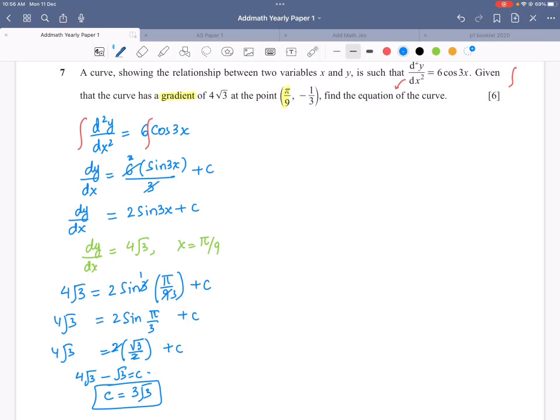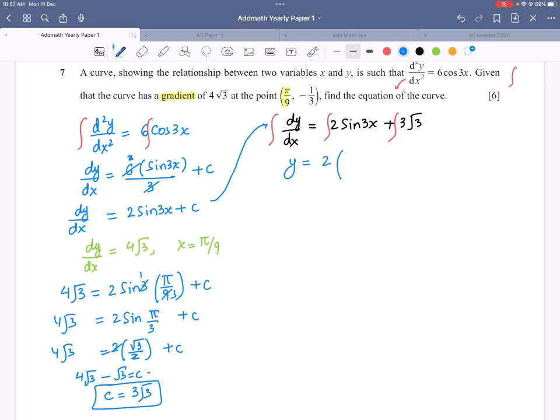Alright. We are going to plug in the value for c in this equation and we will get dy over dx equals 2 sin 3x plus c, which is 3 under root 3. Since we need to find the equation of a curve, we need to integrate that equation again. Apply the integral sign on both sides. Integral of dy over dx is y, which equals 2.